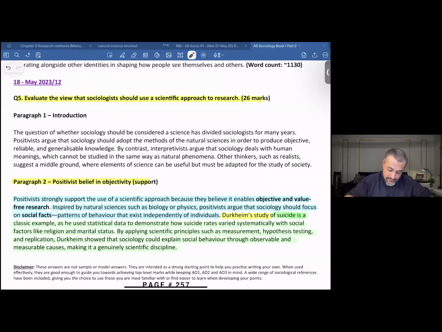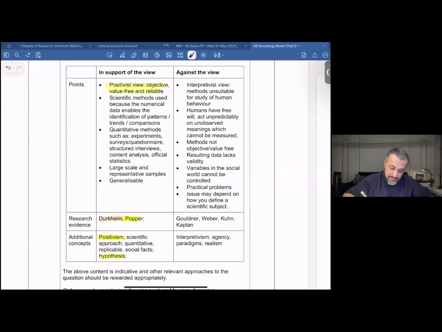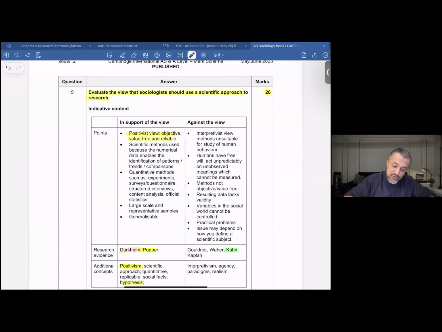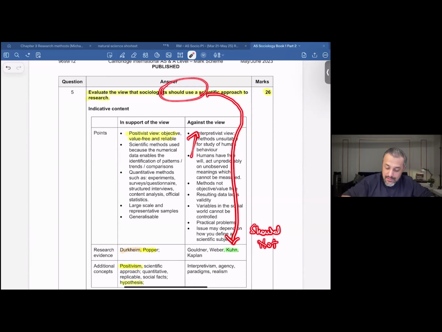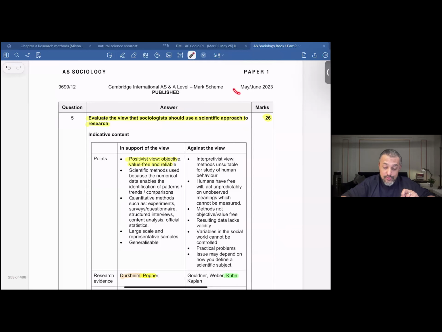Let me show you if this particular marking scheme has the name mentioned here. Here you go, Thomas Kuhn. What's the question again? Evaluate the view that sociologists should use a scientific approach. So Kuhn believes sociologists should not, and that is why we see his name under the heading of against. This question is from May June 2023, variant 1-2.